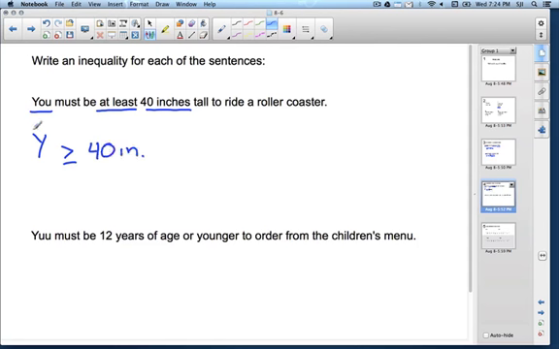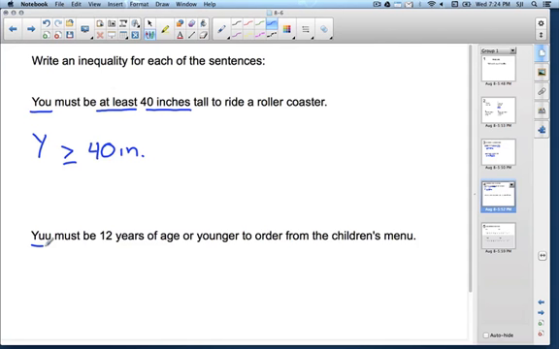So that means that the person has to be 40 inches or more in order to be able to ride the ride. That means they can be 40 inches, but they can also be 41 inches, but they can't be 39 inches. Here's our last one.